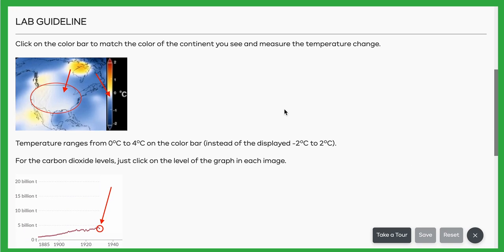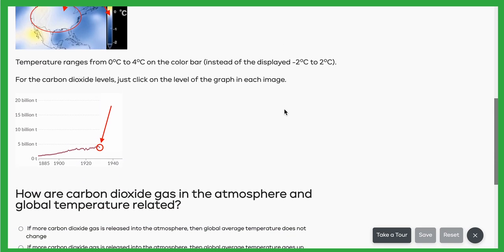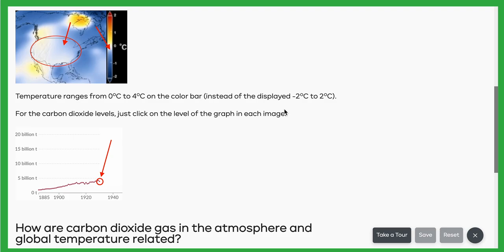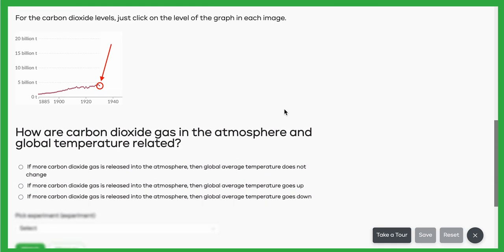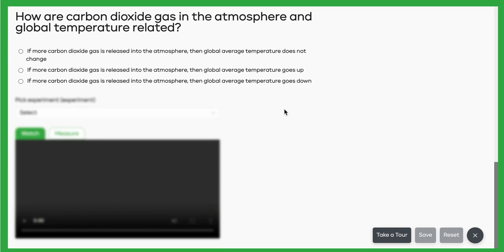Let's get into how the lab itself works. Also, after we measure temperature for a region, we are then going to track carbon dioxide levels for the region as well. So first things first, you need to create a hypothesis that you'd like to test, make a claim about how you think things work. So do you think more carbon dioxide gas will raise temperatures, lower temperatures, or not change temperatures?